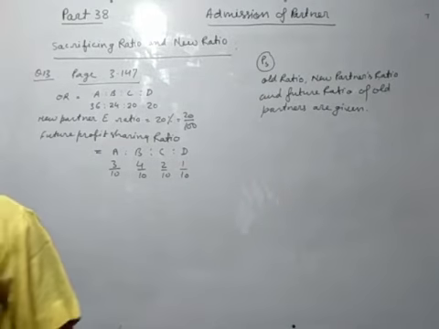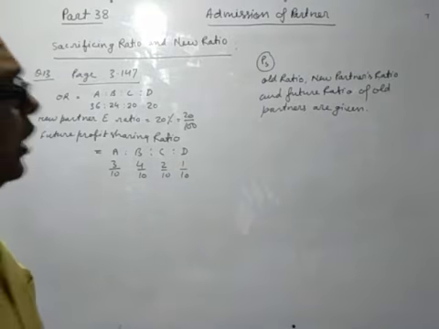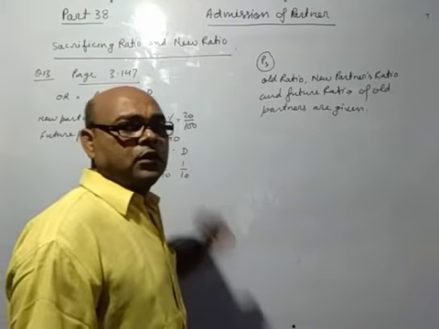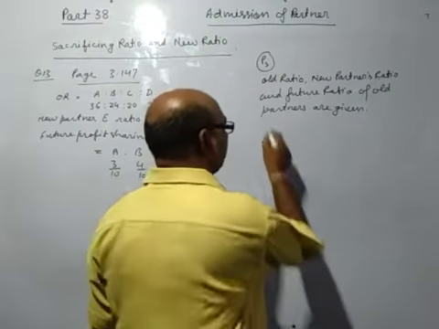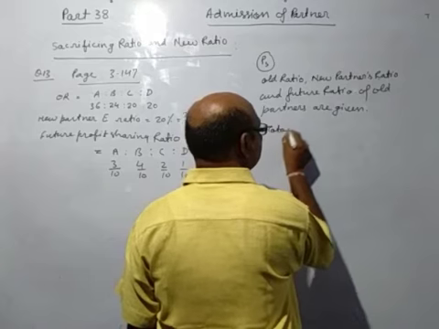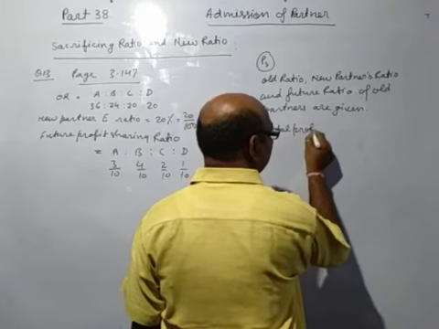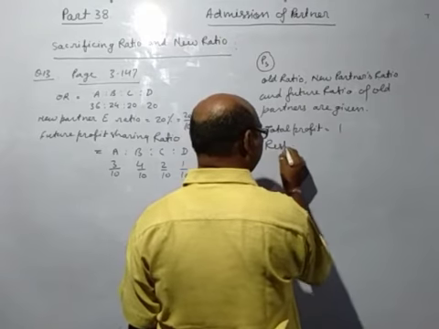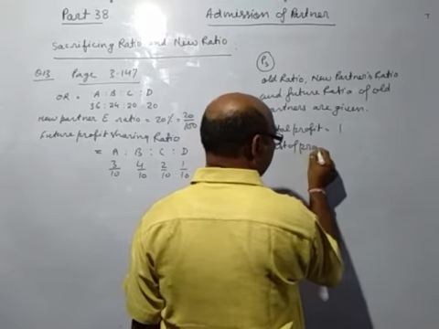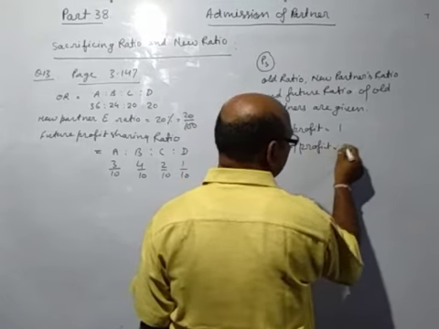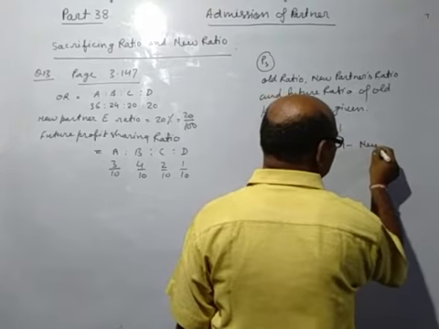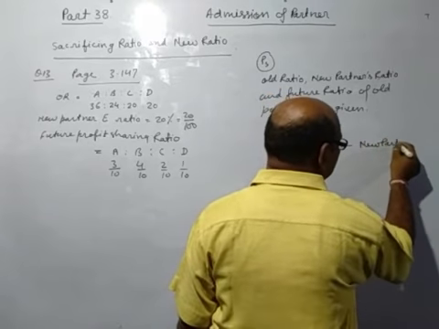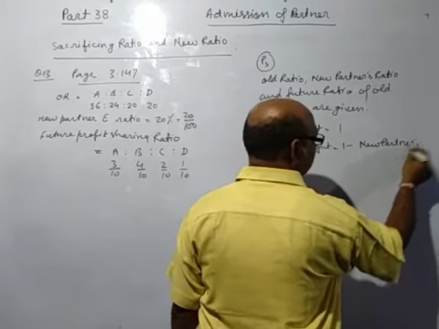So how will we calculate? First we will consider total profit equal to 1. Then we will calculate the rest of profit. So rest of profit equals 1 minus new partner ratio.